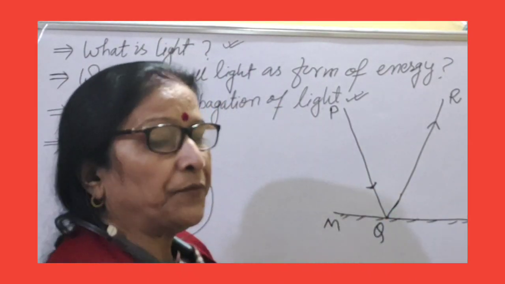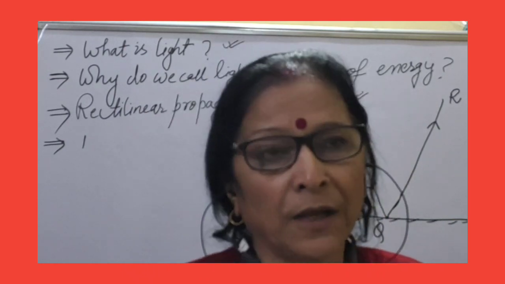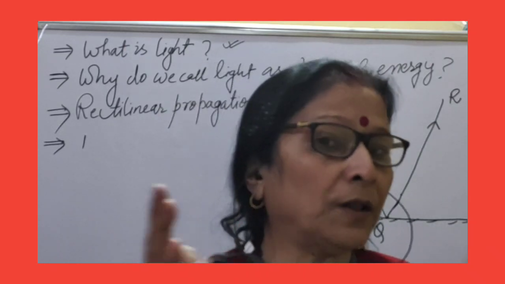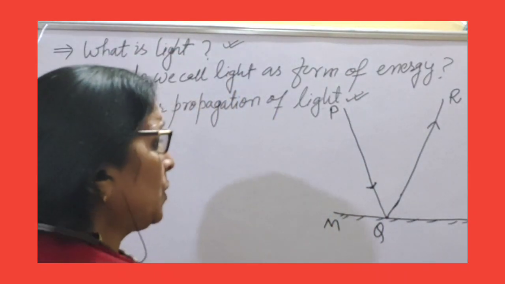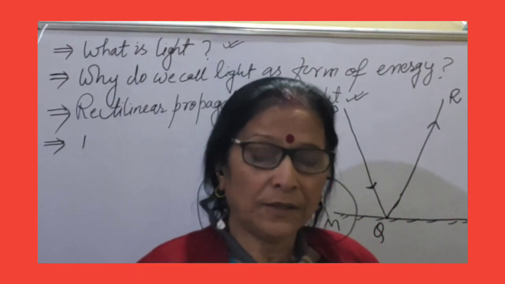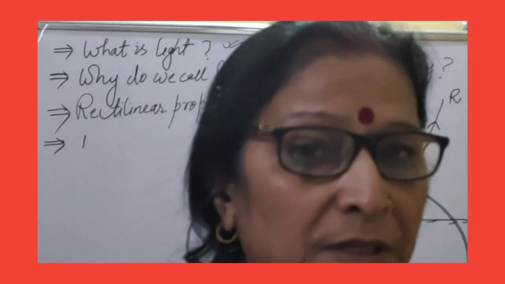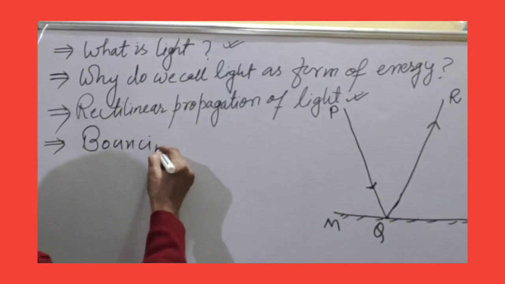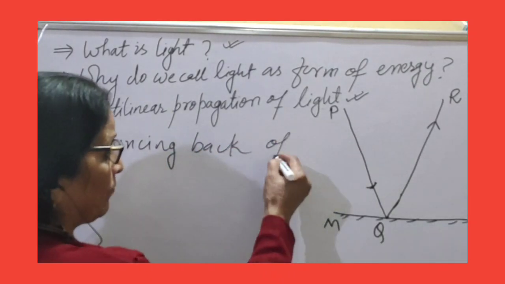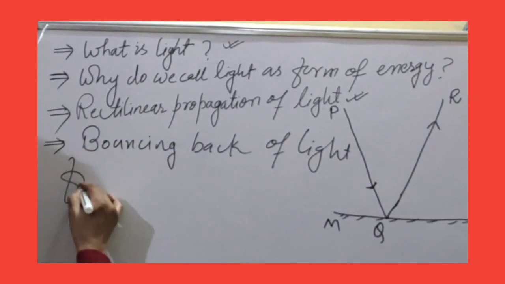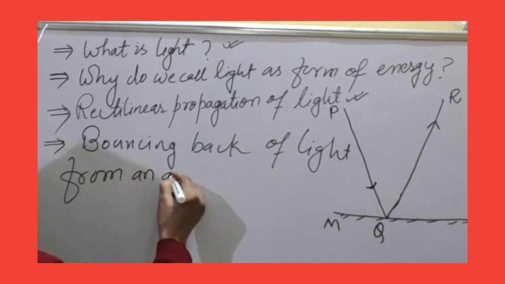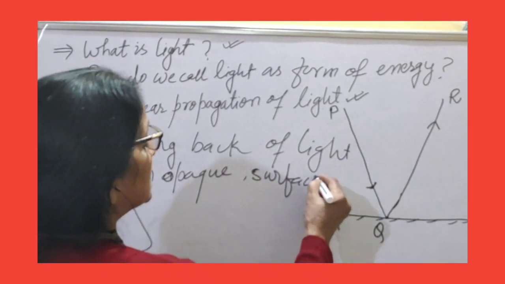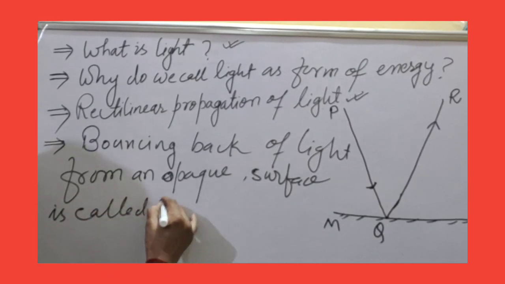So this kind of phenomenon is known as reflection of light. What will be the definition of this phenomenon? Bouncing back of light from a smooth and shiny surface is known as reflection of light. Although reflection of light takes place from all the opaque surfaces around us. The phenomenon of bouncing back of light from a surface, from an opaque surface, is called reflection of light.